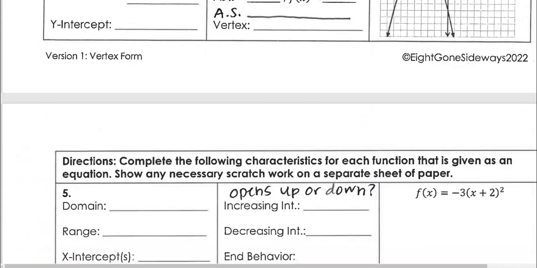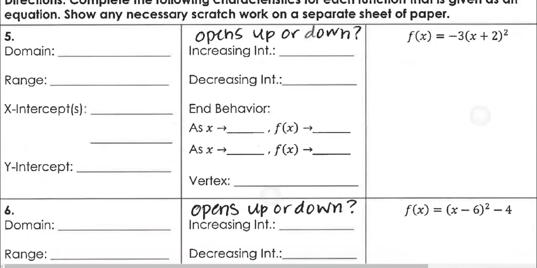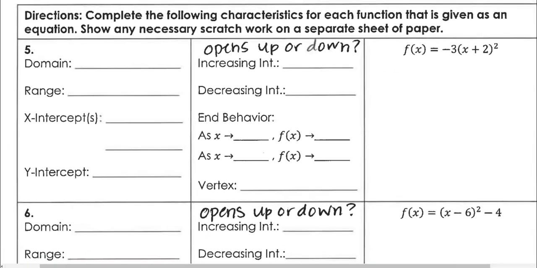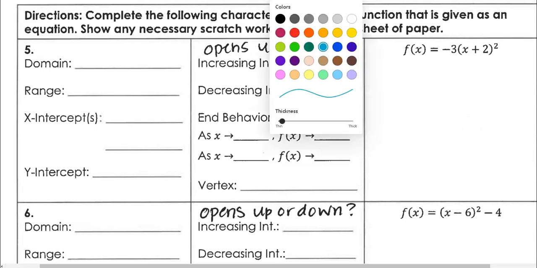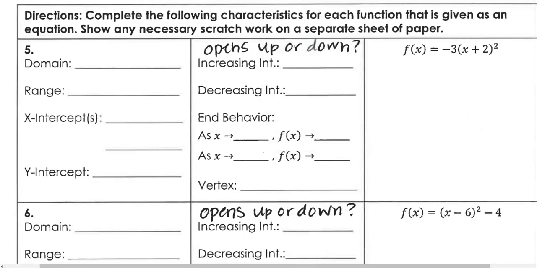Here we go. Let's start with number 5. We have the equation f of x equals -3 times (x plus 2) squared. And I don't have a k on the end, but the equation I just looked at has a k on the end. So what do you think our k is?